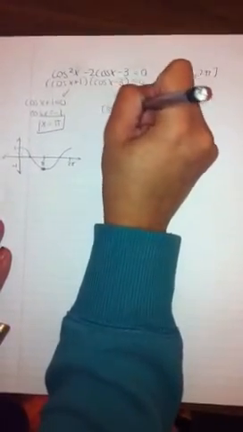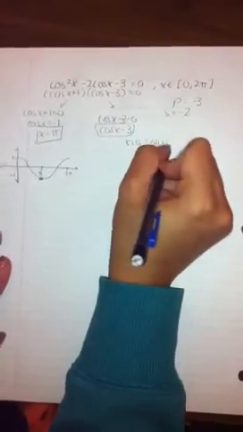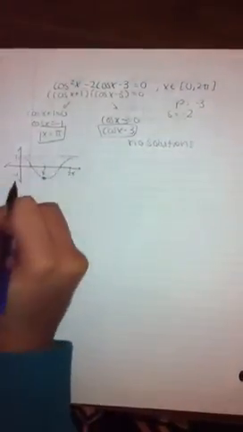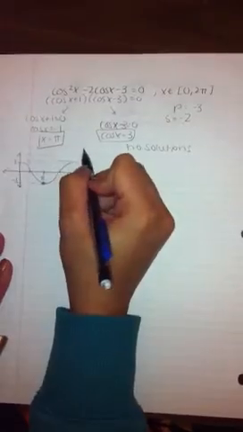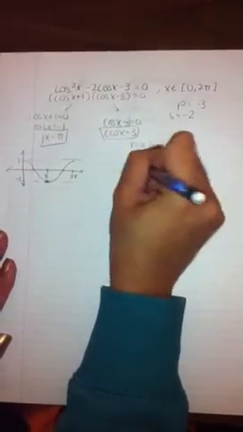Cos x minus 3 equals 0. Cos x equals 3. This has no solutions, because the base function of cos does not exceed 1 and does not go below negative 1. So therefore, this is no solutions, and our answer is x equals pi.